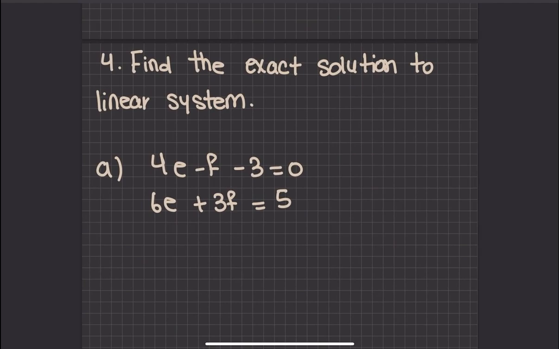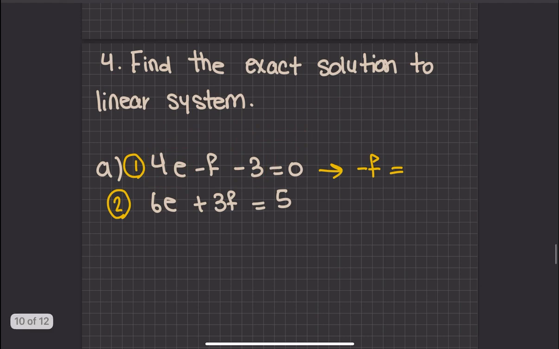Find the exact solution to a linear system. For the first equation, I have 4e minus f minus 3 equals 0. And for the second equation, I have 6e plus 3f equals 5. What I'm going to do, I'm going to take a look at the equation. I can see I have minus f here. Bingo. This might make my life easier. I'm going to write down minus f equals, and I'm going to move minus 3 to the right side and positive 4e to the right side.